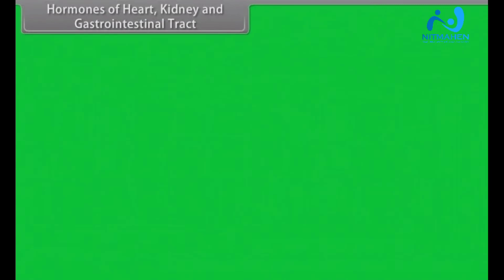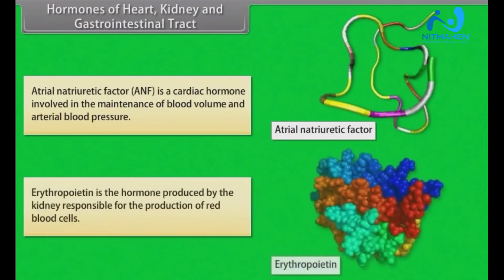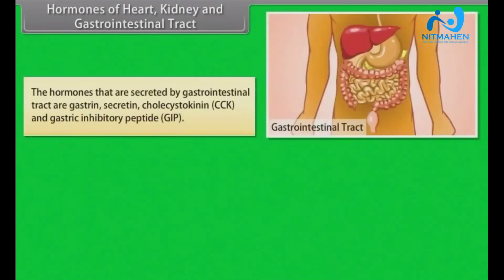Hormones of heart, kidney, and gastrointestinal tract. Atrial natriuretic factor, ANF, is a cardiac hormone involved in the maintenance of blood volume and arterial blood pressure. Erythropoietin is the hormone produced by the kidney responsible for the production of red blood cells. The hormones that are secreted by the gastrointestinal tract are gastrin, secretin, cholecystokinin (CCK), and gastric inhibitory peptide (GIP).